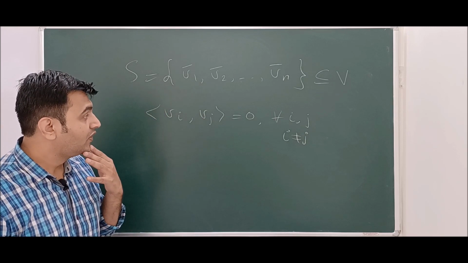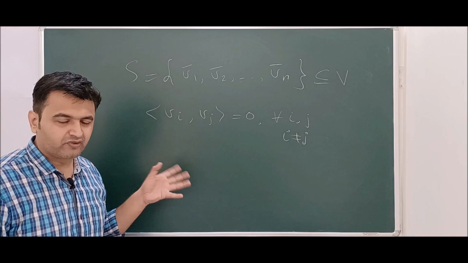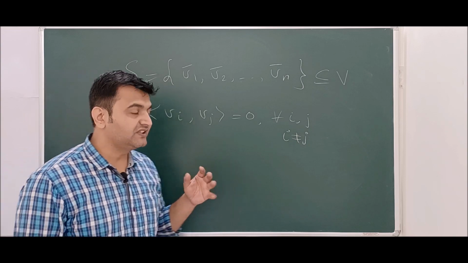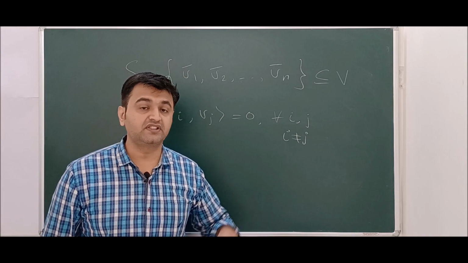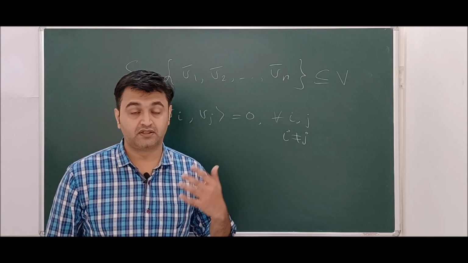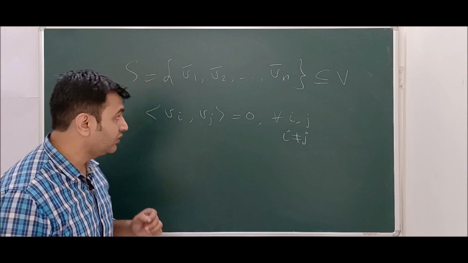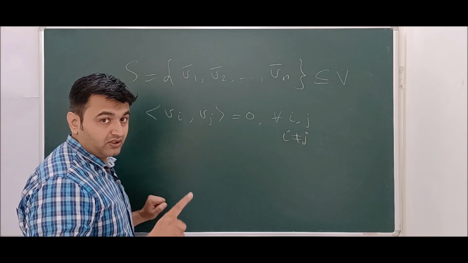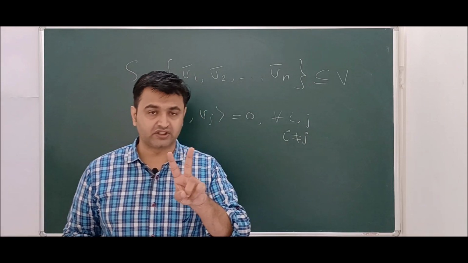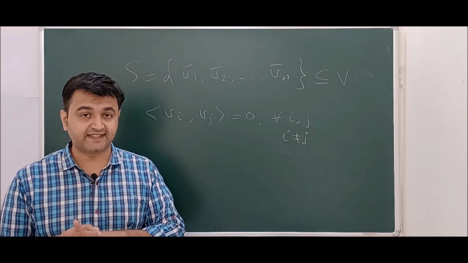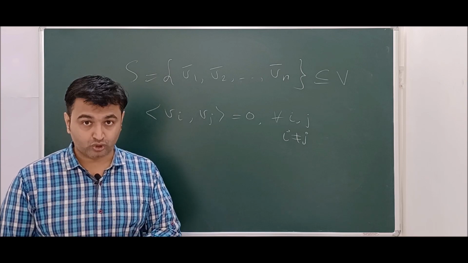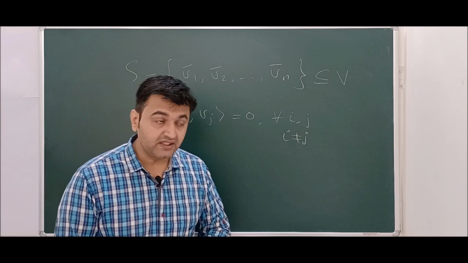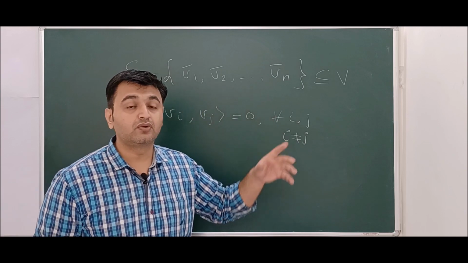Now I will give you one homework question at the end. Now once you have an orthogonal set, the next question is what are orthonormal sets? Orthonormal set means what? It has to be orthogonal. So orthonormal set means two conditions. The first condition is that the set should be orthogonal. Second condition, each vector should have length 1.